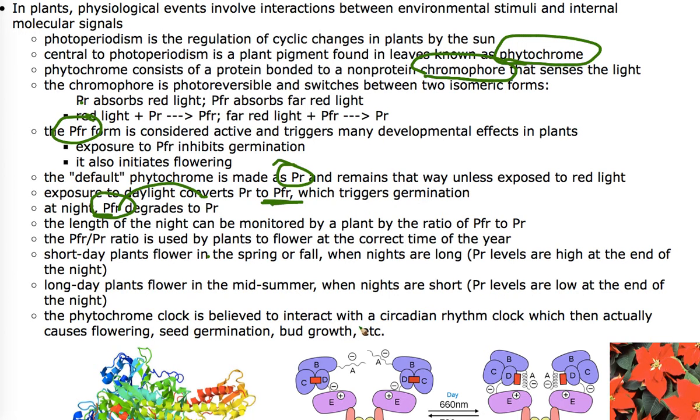The phytochrome clock is believed to interact with a separate circadian rhythm clock, which then actually causes flowering and seed germination and bud growth, etc., etc.